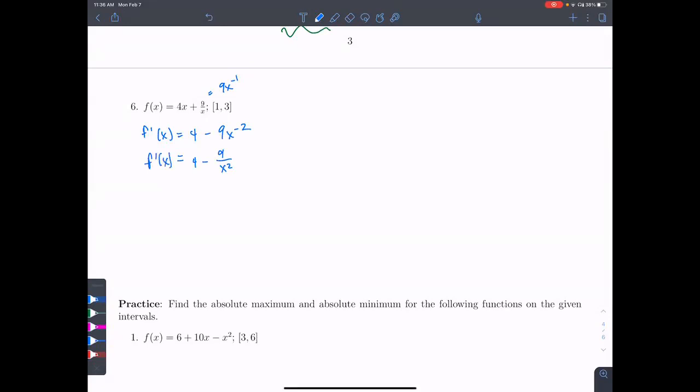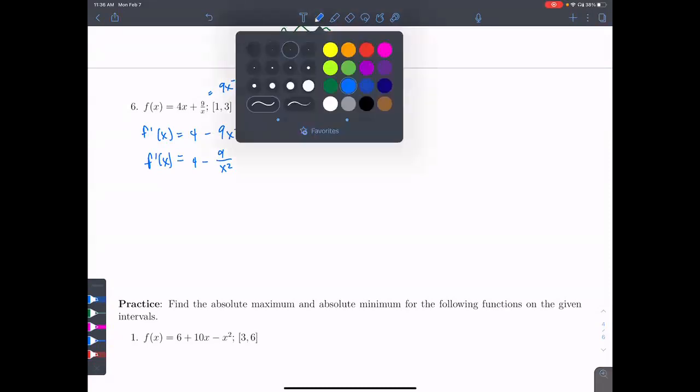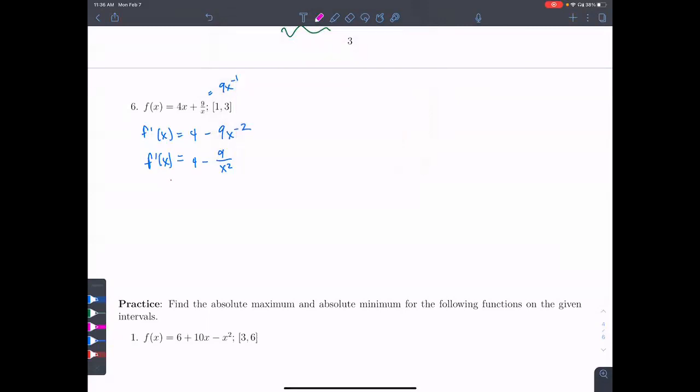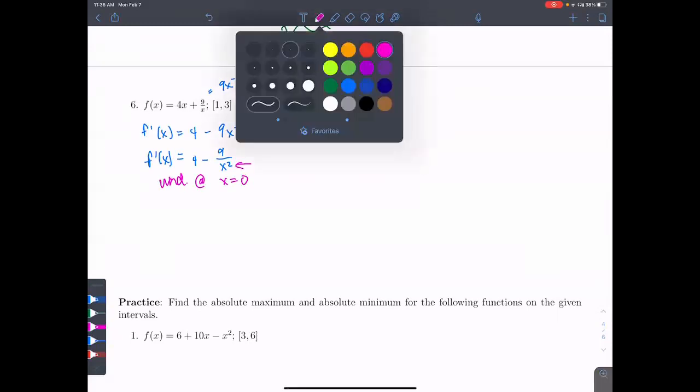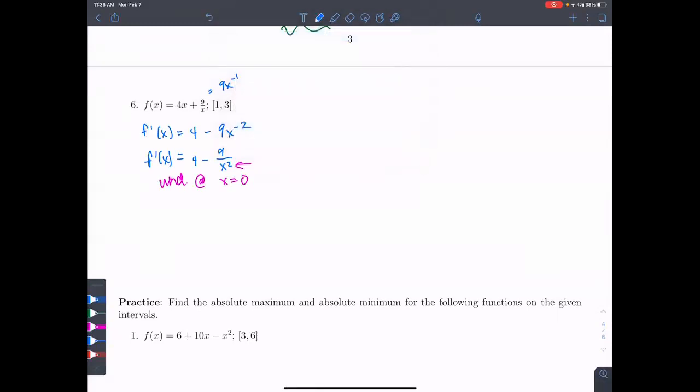We want to recognize that this is undefined at x equals 0, because that would make us divide by 0 here, and we don't want to do that. And then if we want to set the whole thing equal to 0, 0 equals 4 minus 9 over x squared. So 9.